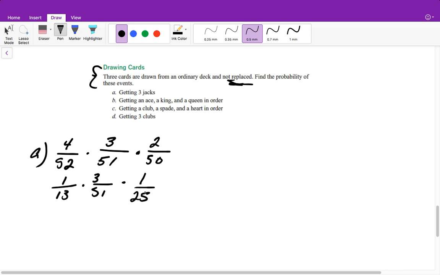The reason I'm reducing these first is that if I reduce my fractions first, I won't have to reduce them at the end. So 13 times 51 times 25 is equal to 16,575, and 1 times 3 times 1 is equal to 3. That means we have a 3 out of 16,575 chance of picking 3 jacks in a row, which is not very good. As a percentage, that is equal to 0.0181%.